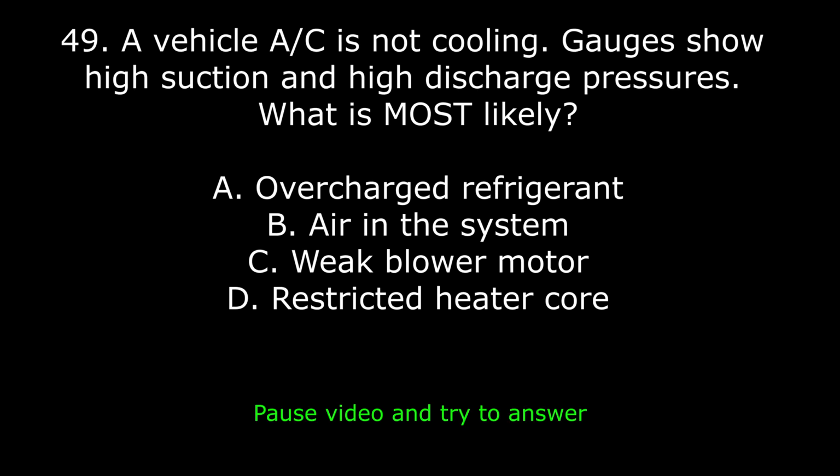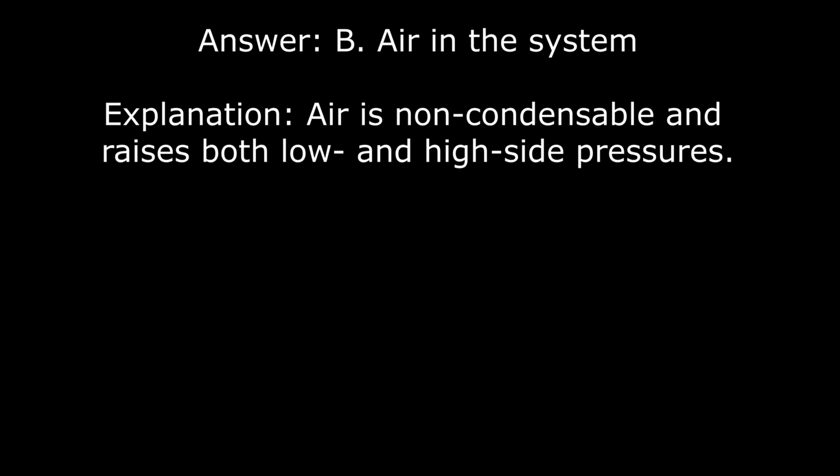49. A vehicle AC is not cooling. Gauges show high suction and high discharge pressures. What is most likely? A. Overcharged refrigerant. B. Air in the system. C. Weak blower motor. Or D. Restricted heater core. Answer: B, air in the system. Explanation: air is non-condensable and raises both low and high side pressures.